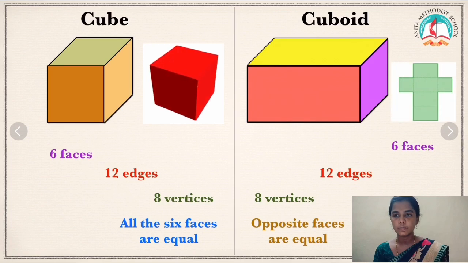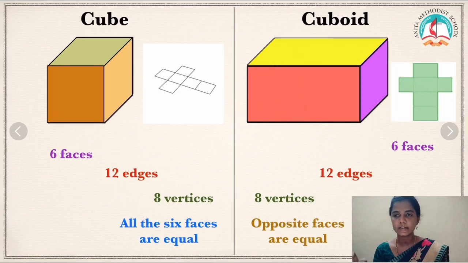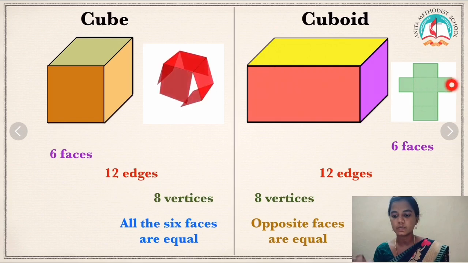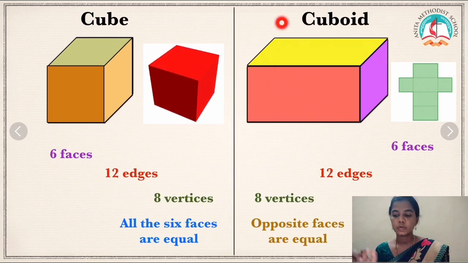Then what about the cuboid? Here we have 4 rectangles and 2 squares. 4 rectangles and 2 squares will make one cuboid.